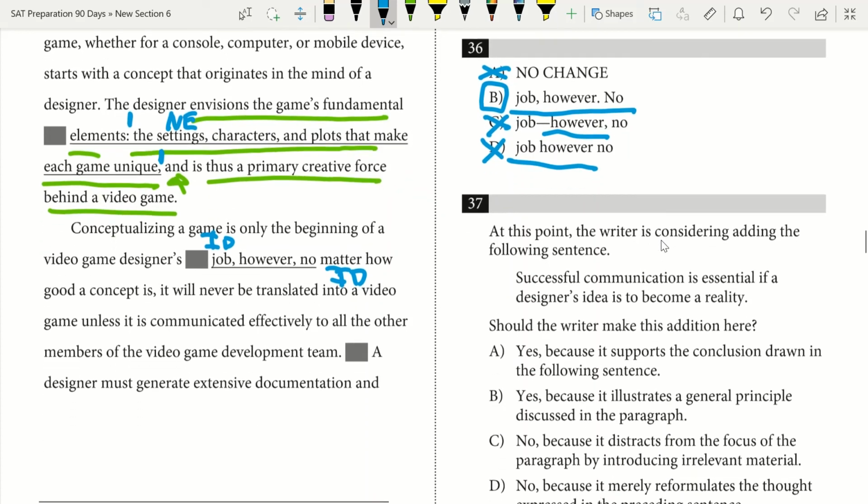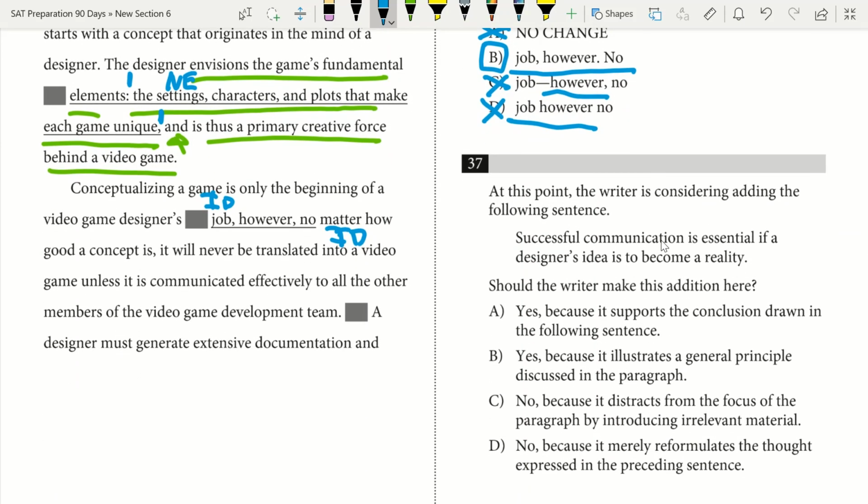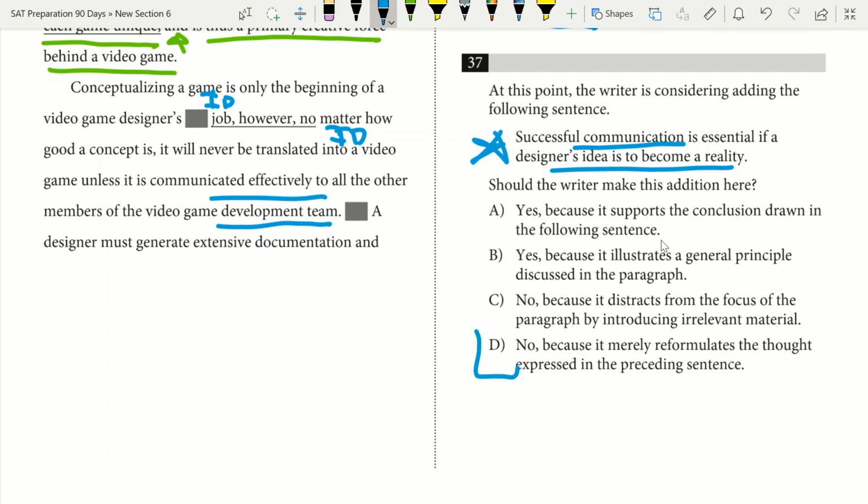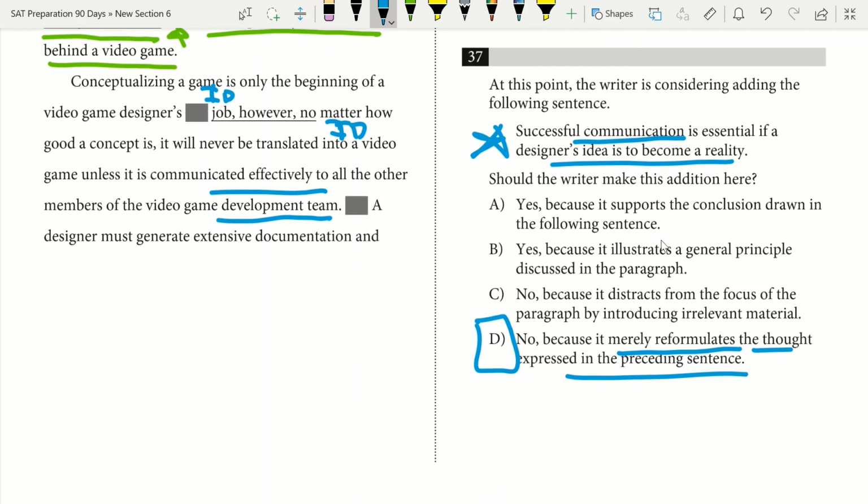All right, 37. At this point, the writer is considering adding the following sentence. So we have no matter how good a concept is, it has to be communicated effectively to all their members of the development team. Successful communication is essential if a designer's game is to become a reality. We just said that in the sentence before, so we don't want to add it because it's merely reformulating the thought that was expressed in the preceding sentence. So our answer for 37 there is D.